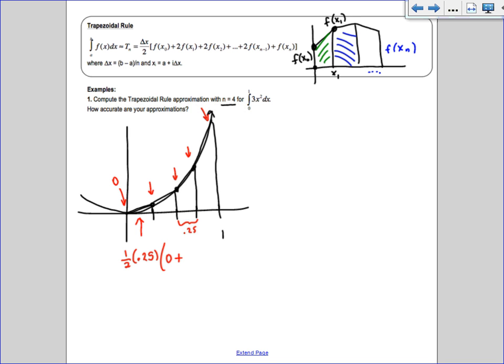Let's see. So 0, 0.25, 0.5. Wait, how are you finding the heights? You plugging in the width? I'm just plugging in 0.25, 0.5, 0.75, and 1 into the original. Into the original, yeah. So when I do that, I get 0.1875, 0.75, 1.6875, and 3.